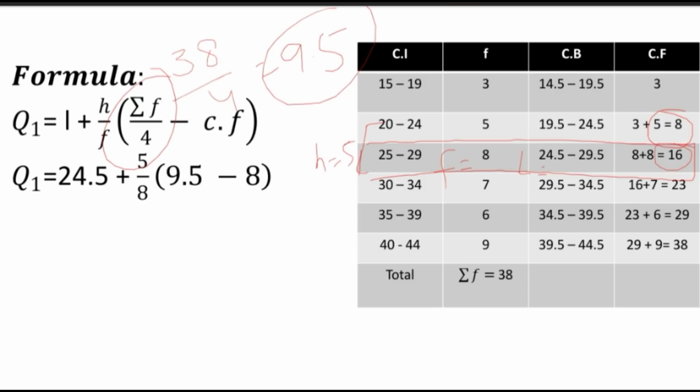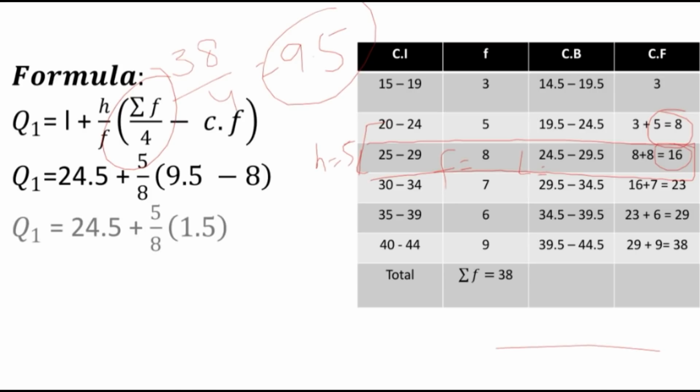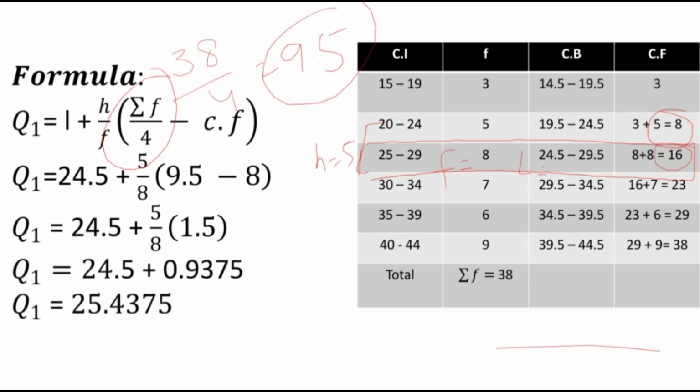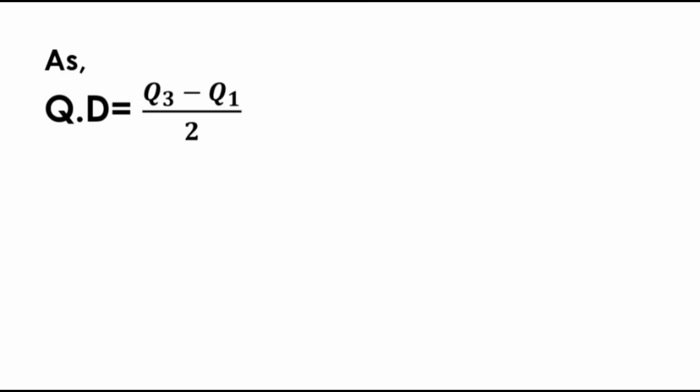Put all the values in the formula of Q1. You will get 24.5 plus 5 upon 8 into 9.5 minus 8. When you find out all these values, you will get the value of Q1 is 25.4375. Now we put the value of Q3 and Q1 in the quartile deviation formula, as quartile deviation equals Q3 minus Q1 upon 2.